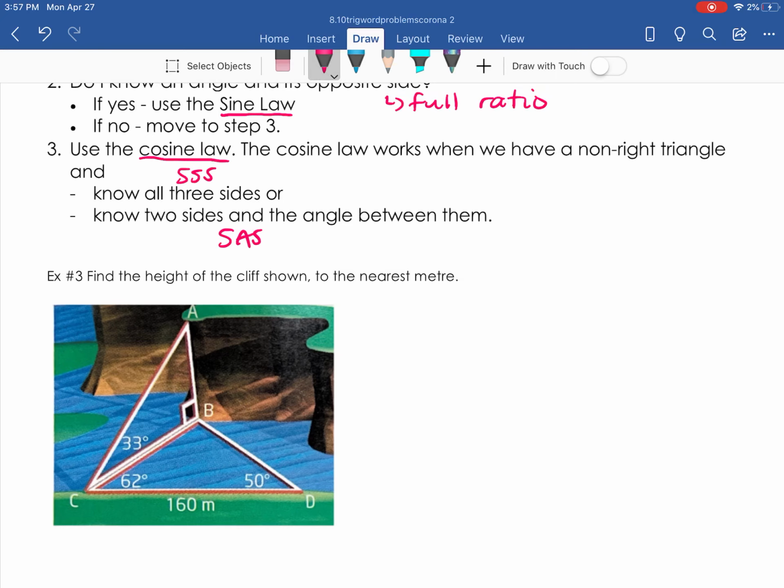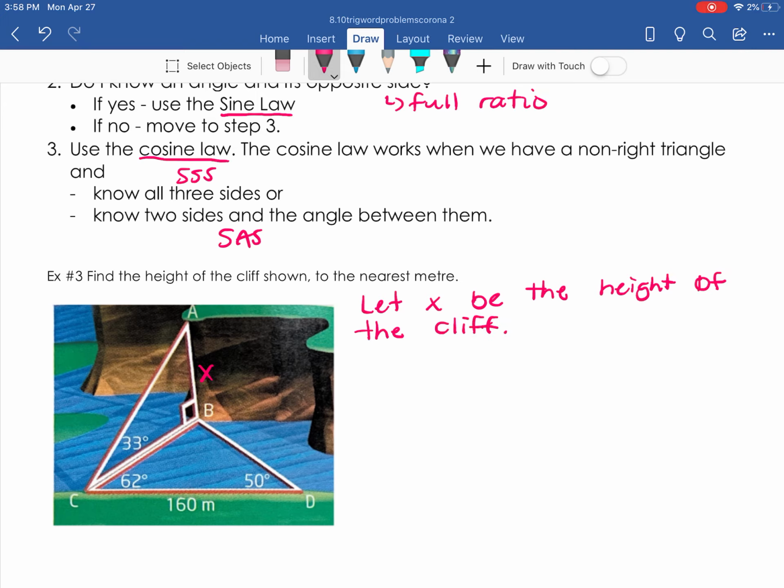Find the height of the cliff as shown to the nearest meter. Okay, so what do we want to label it as? It's sort of awkward to continue with c, because down here in the bottom triangle we might use c again. So let's just use x. Let x be the height of the cliff.